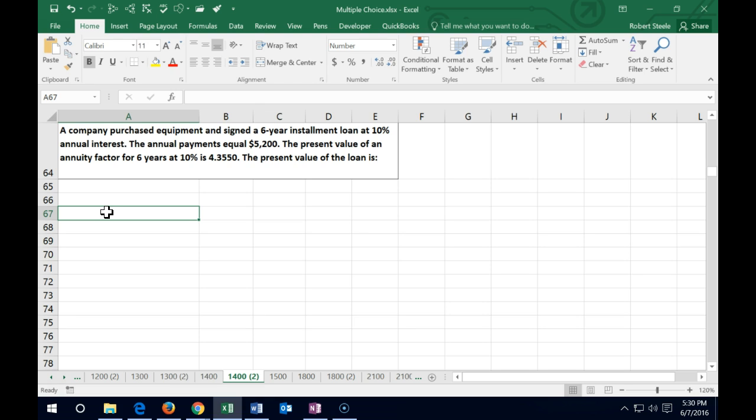Next one says a company purchased equipment and signed a 6-year installment loan at 10% annual interest. The annual payments equal $5,200. The present value of an annuity factor for 6 years at 10% is 4.3550. The present value of the loan is what?